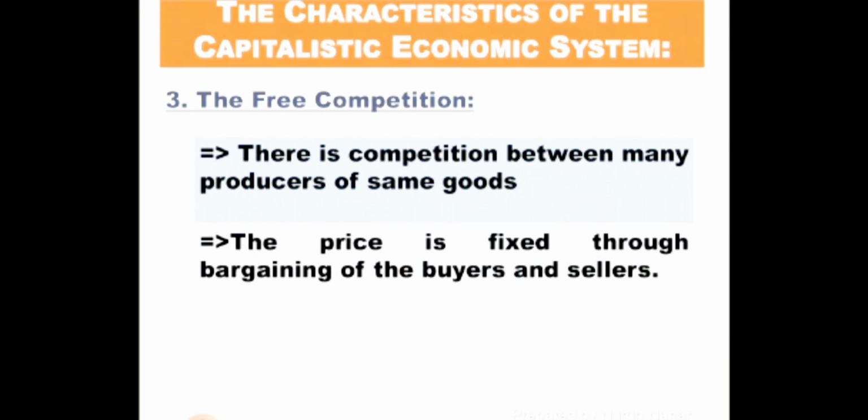Third characteristic is the free competition. In capitalistic economic system, the main objective is to earn highest profit. So in this case, there is competition between many producers for the same goods. That is, a single good can be produced by many producers, but the price will be fixed through bargaining of the buyers and the sellers. That's why this sort of economic system is also called free market economy.